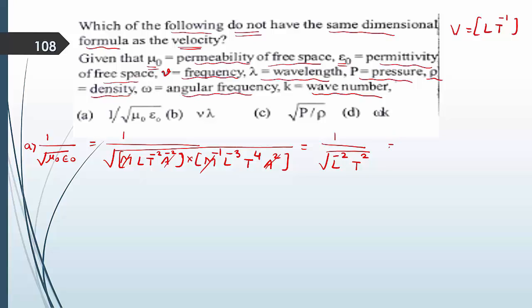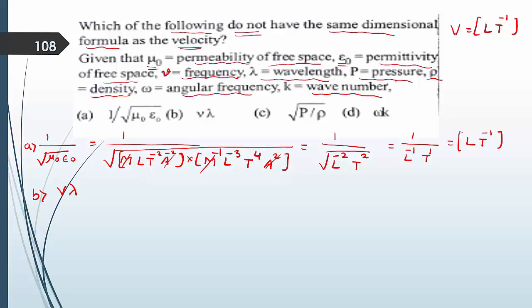Or we can write it as 1 divided by L raised to minus 2 into 1 by 2, which will be minus 1. T raised to 2 into 1 by 2 will be t raised to 1. So we will get L t raised to minus 1, means these are having same dimension but we want different dimension quantity. Come to the option B.